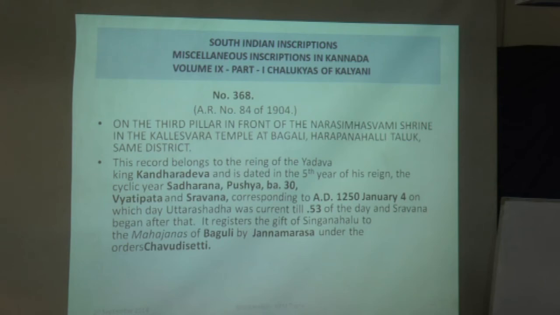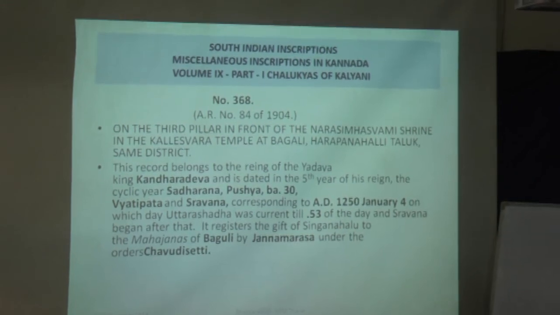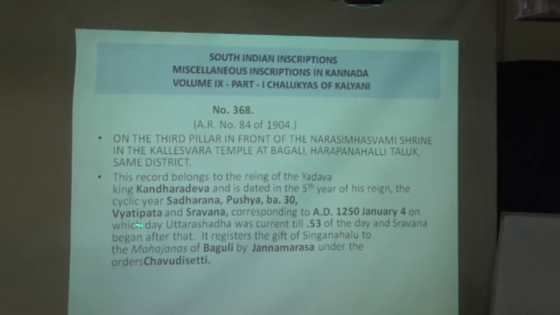On the date of the 5th year of his reign, the cyclic year Sadharana Samvatsara, Pushya masa, Vyatipata took place during the Shravana Nakshatra, which corresponds to AD 1250 January 4th, on which day Uttarashadha was still current until 0.53 of the day, and the Shravana began after that. It registers the gift of Singanahalu to the Mahajanas of Bagali.